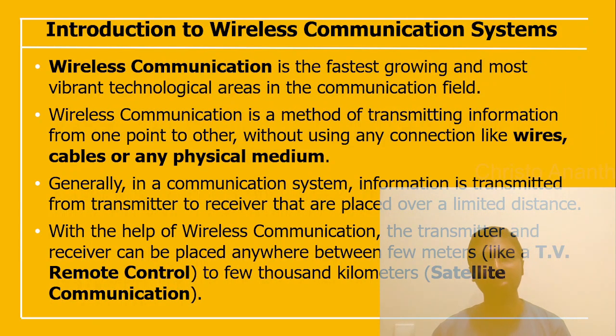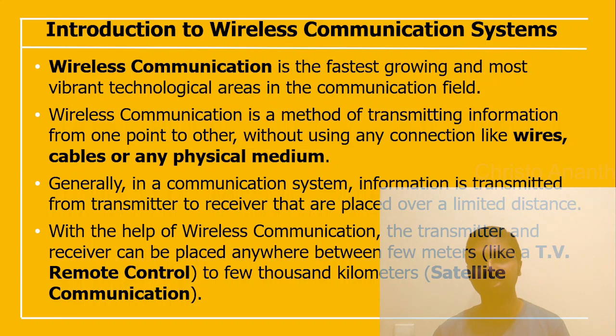Right. So this is WC, wireless communication. You know that it's the fastest growing, and of course it is considered one of the most vibrant technological areas in the communication field. Wireless communication is the way that you transmit information between one point and another without wires, without cables, or any physical medium. Generally, in a communication system, the information is transmitted from transmitter to receiver, maybe through a limited distance.